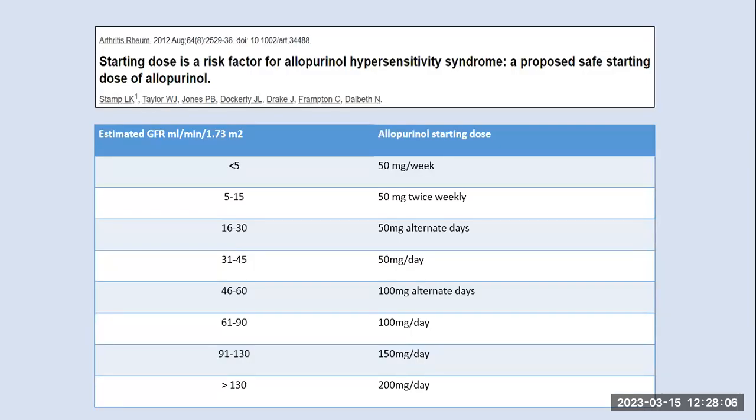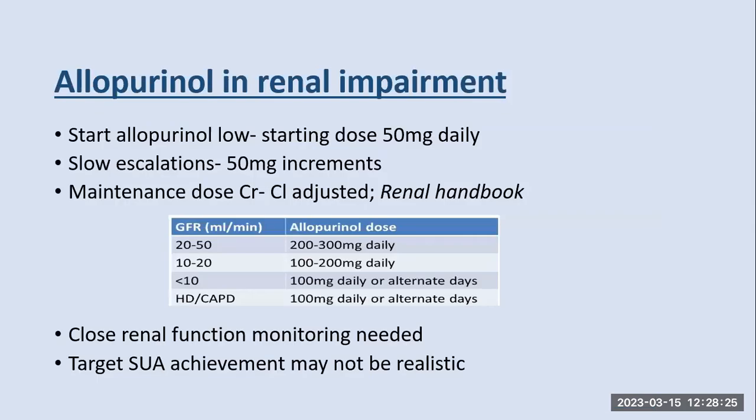So this is guidance on use of eGFR and allopurinol starting doses. If the eGFR is less than 5, you can still use allopurinol with a dose of 50 milligrams per week, not the usual doses. And then the maintenance doses, according to the renal handbook: if the eGFR is 20 to 50, the maximum would be 100 to 300 daily. If it is 10 to 20, 100 to 200 daily, and less than 10, it's 100 milligrams daily or on alternate days, that is roughly 50 milligrams per day.